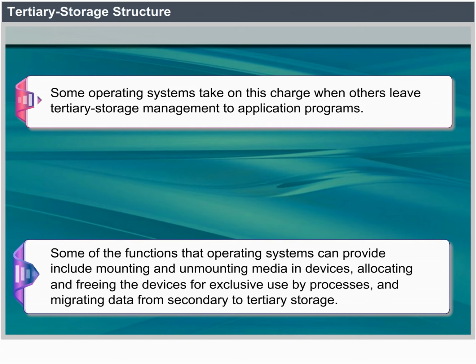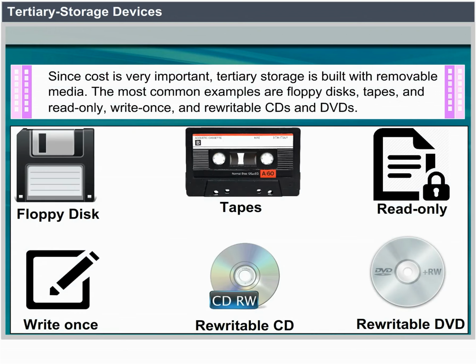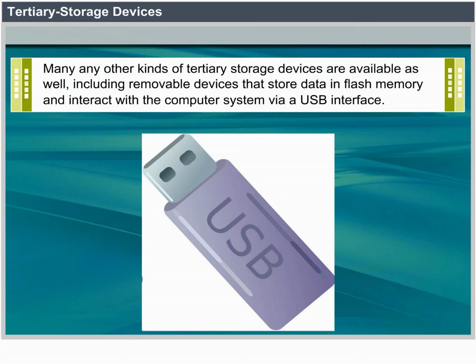Because cost is so important, in practice, tertiary storage is built with removable media. The most common examples are floppy disks, tapes, and read-only, write-once, and rewritable CDs and DVDs. Many other kinds of tertiary storage devices are available as well, including removable devices that store data in flash memory and interact with the computer system via a USB interface.